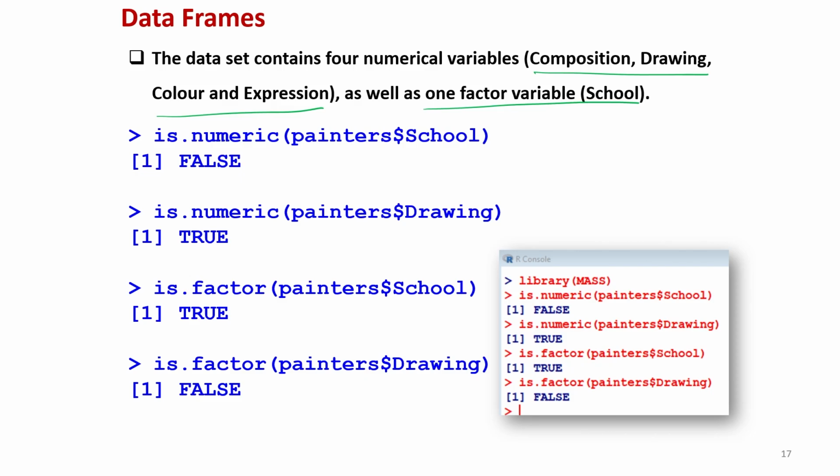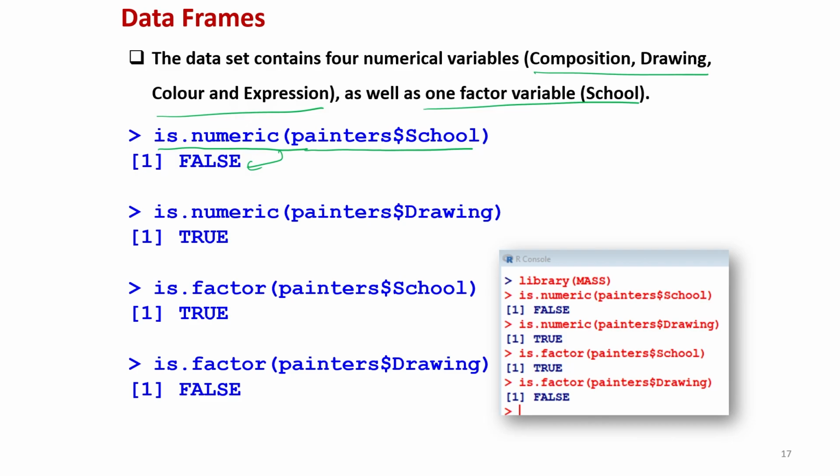So in order to do this, I can use different types of commands. For example, I want to know whether the variable school is a numeric variable or not. So I can use the command is.numeric, and inside the parenthesis I will give the name of the variable, which can be extracted by painters$school. It is coming out false, right? Because school is something like A, B, C, D, that is why it is telling you it is not a numeric variable, because it's a character, right?